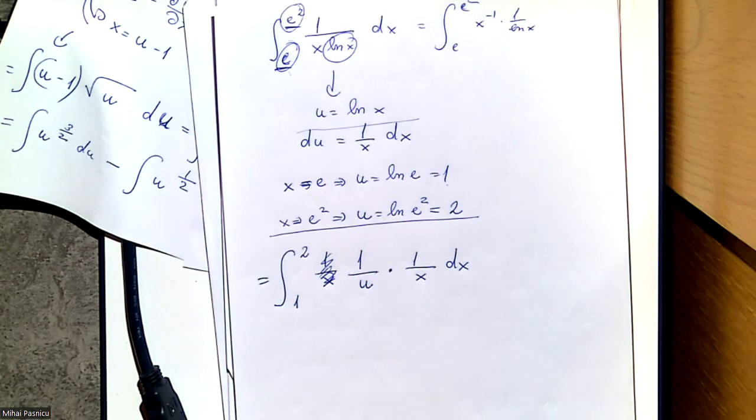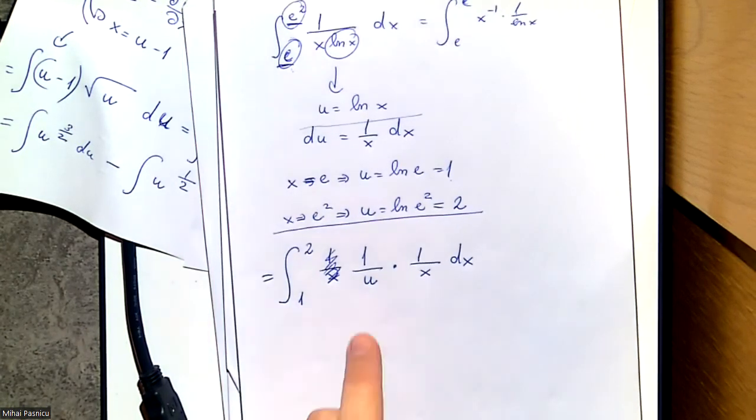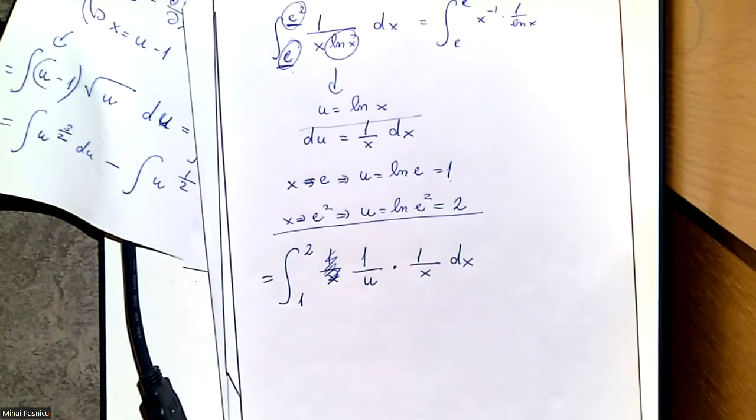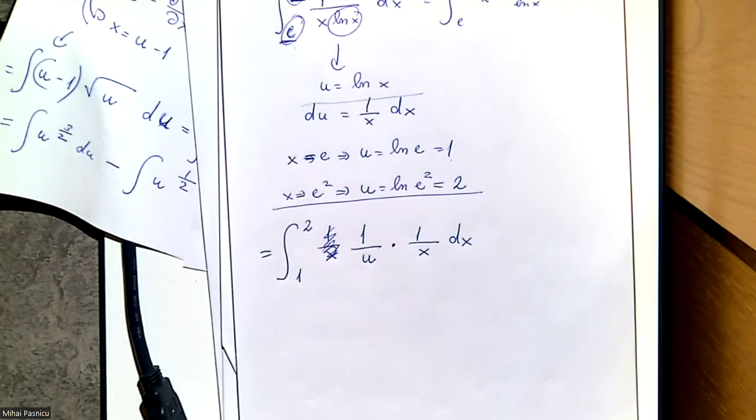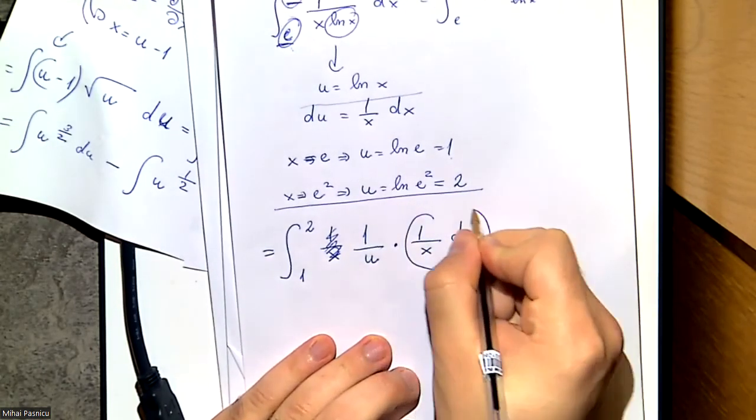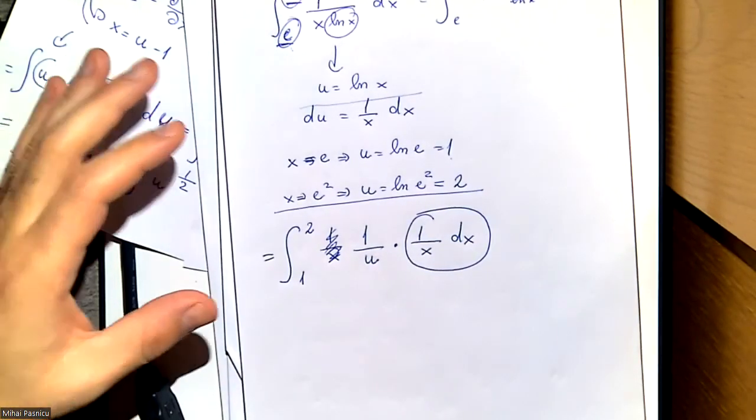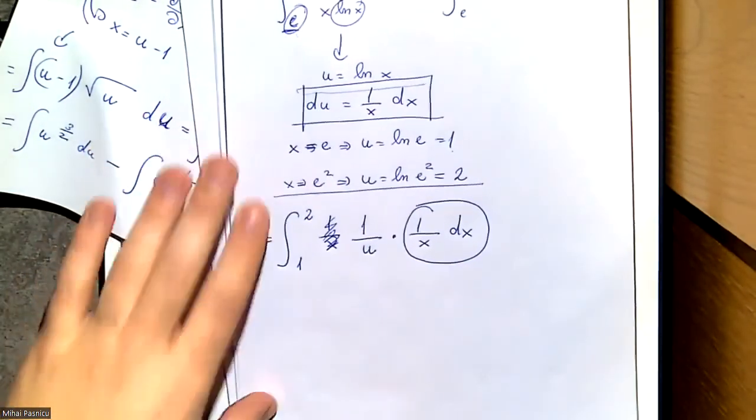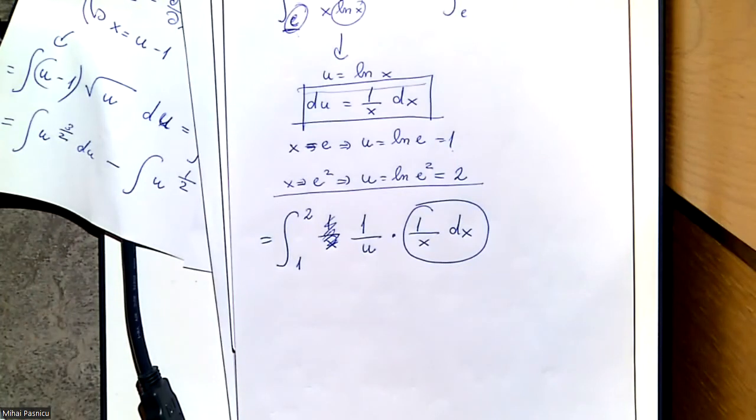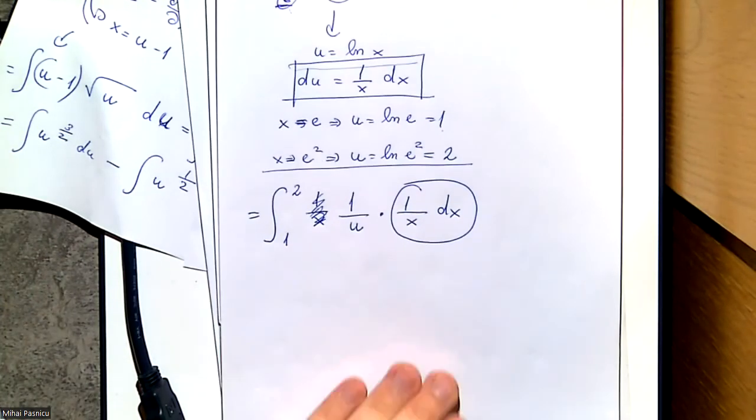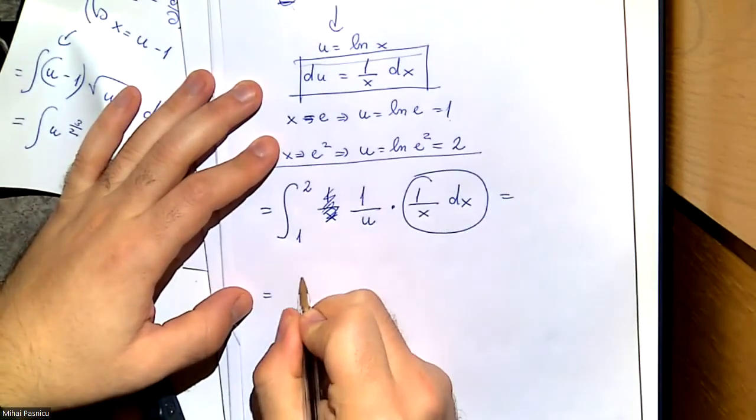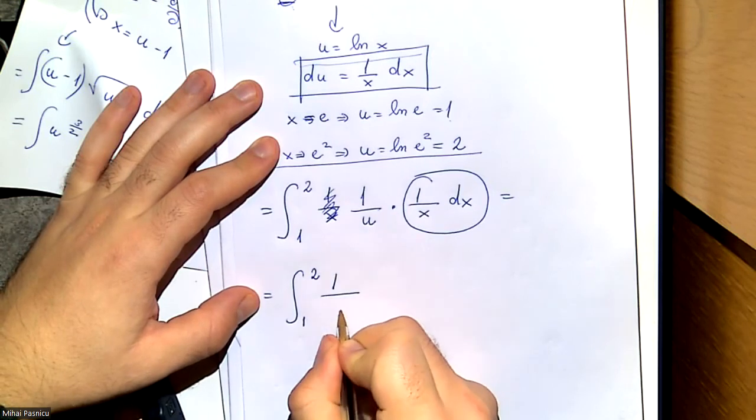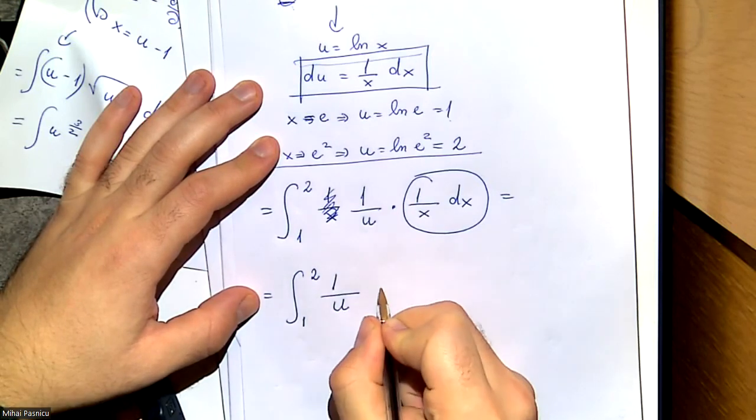So let's do a recap. I changed my limits of integration, that's good. I changed my log of x, that's fine. I still have x and dx, that's really not fine. That's bad. So I need to get rid of this. How do I get rid of it? Well, you look here. Apparently that ugly 1 over x dx is just du. So this is just equal to the integral from 1 to 2 of 1 over u du.